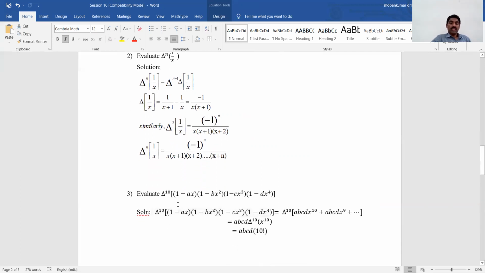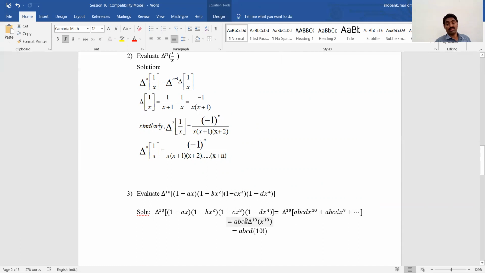And next one, evaluate delta raised to 10 of (1 minus ax)(1 minus bx squared)(1 minus cx cubed)(1 minus dx to the power 4). First, we have to simplify f of x. After simplification, the degree is 10. Here f of x is a polynomial of degree 10. Therefore, now applying the 10th forward difference and the fundamental theorem of finite differences.